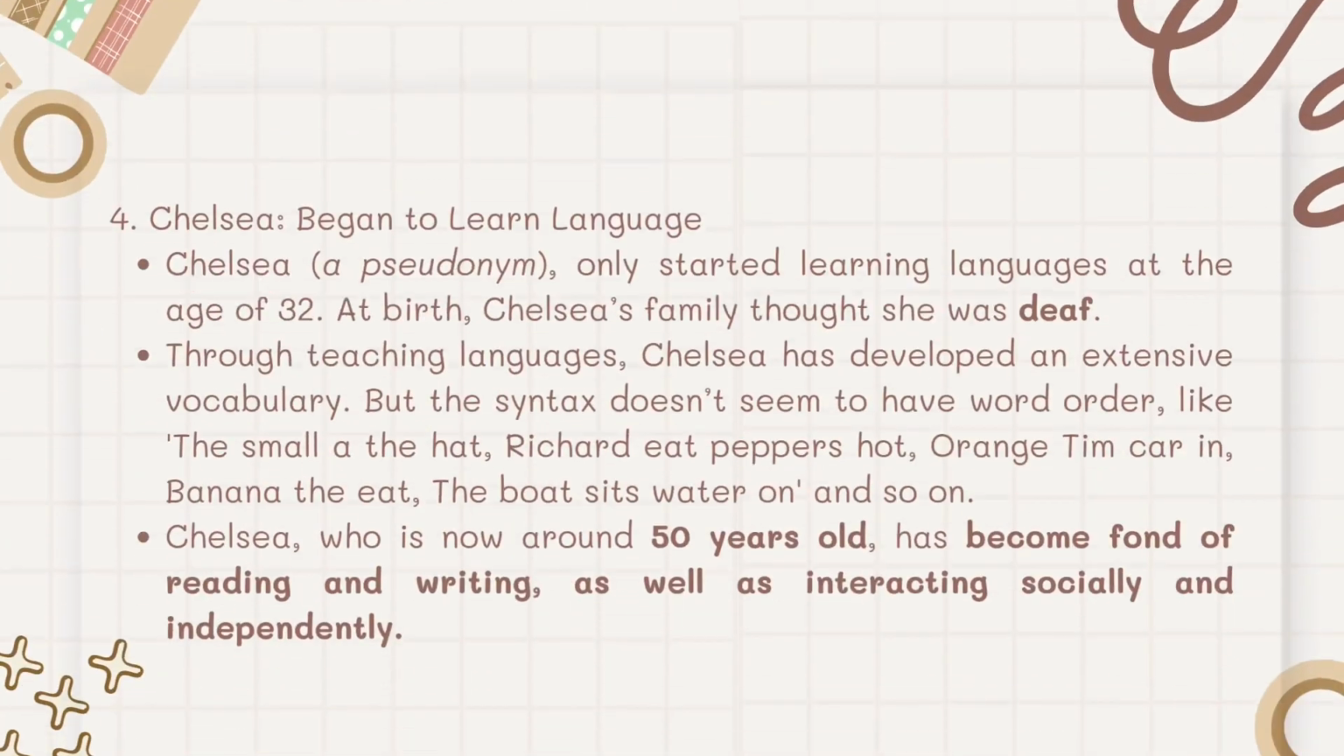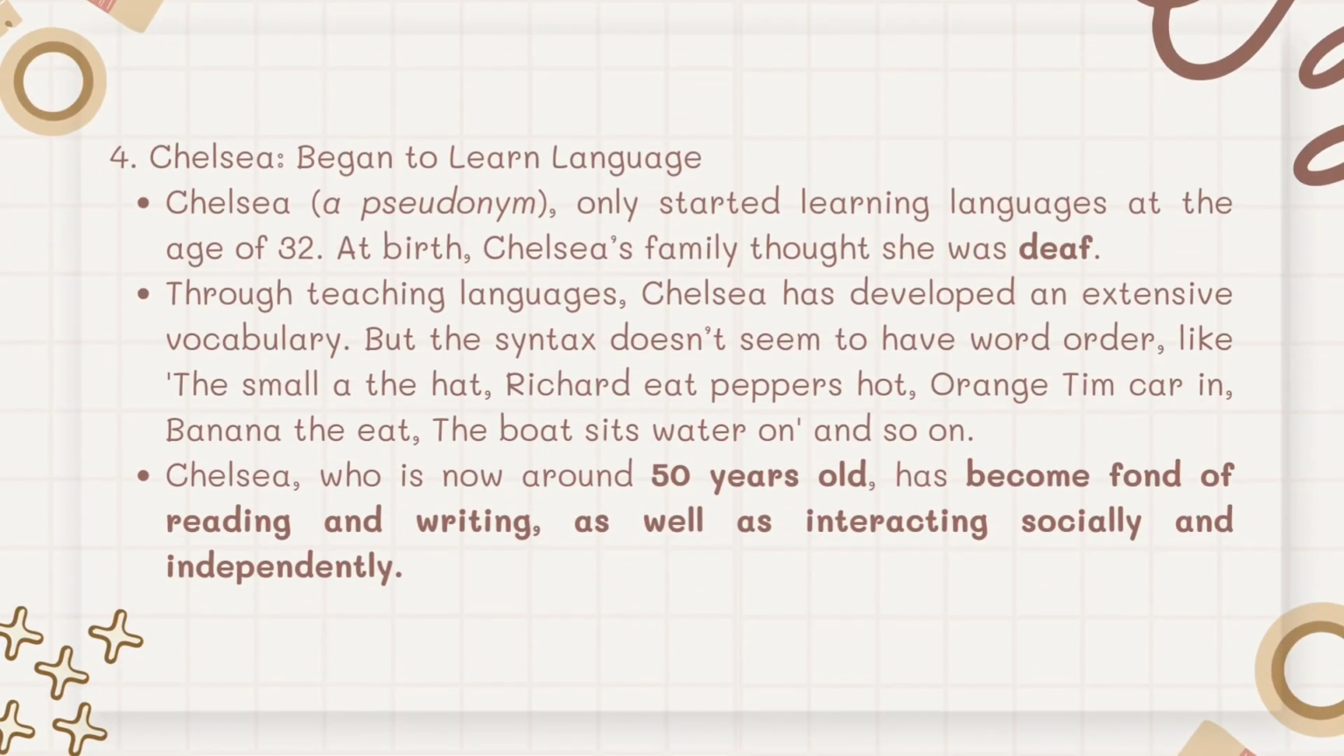The fourth case is Chelsea, who began to learn language late. Chelsea, a pseudonym, only started learning language at the age of 32. At birth, Chelsea's family thought she was deaf.